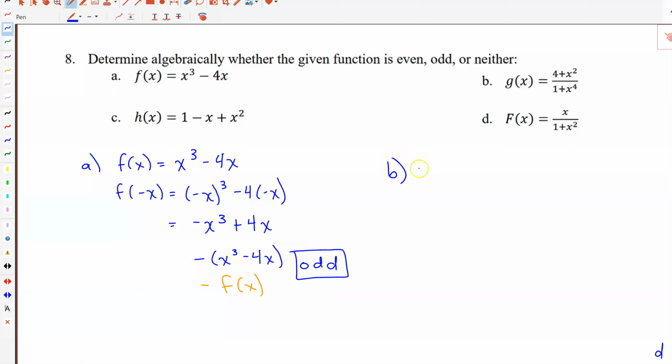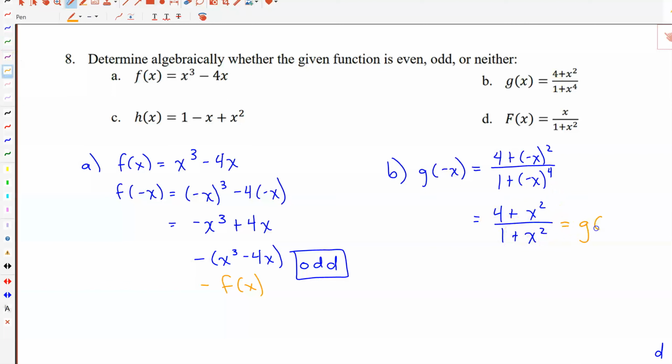For part B, my function is g of x equals 4 plus x squared over 1 plus x to the fourth power. We're going to replace x with negative x in the numerator and the denominator and see what we get. Because these powers are even, that makes everything positive. Comparing to my original, I got the original function back, which means this function satisfies the properties of being even.